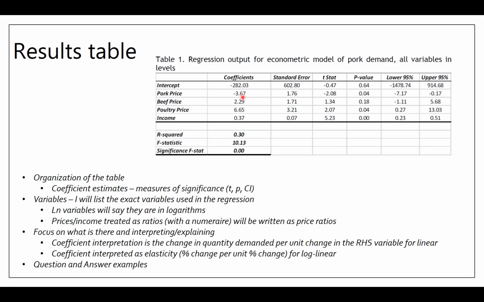Remember that these coefficients, once you know that they're all in levels, get this type of interpretation: the change in the quantity demanded of pork per unit change in whichever one of these right-hand side variables I'm looking at. Throughout these notes, it'll say RHS for right-hand side. If this were a different type of model, a log linear model, we would interpret them as elasticities.